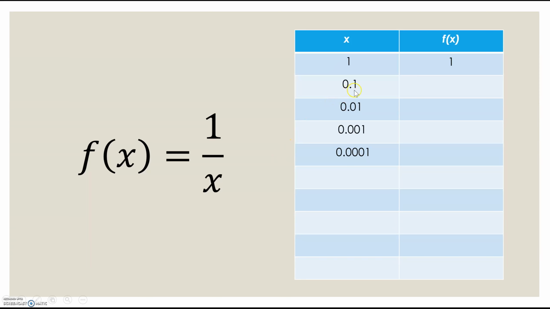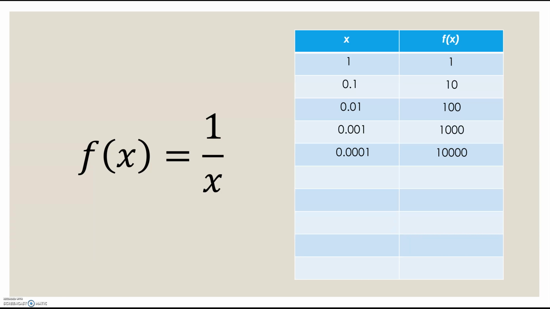If x is 0.1, well, that's 1/10. 1 over 1/10 is just 10. If x is 0.01, that's a hundredth, so 1 over a hundredth would be 100. And then 1 over a thousandth would be 1,000. And then 1 over a ten-thousandth would be 10,000. And I could keep going like this forever. 1 over 1 millionth would be 1,000,000, and 1 over 1 billionth would be 1 billion.